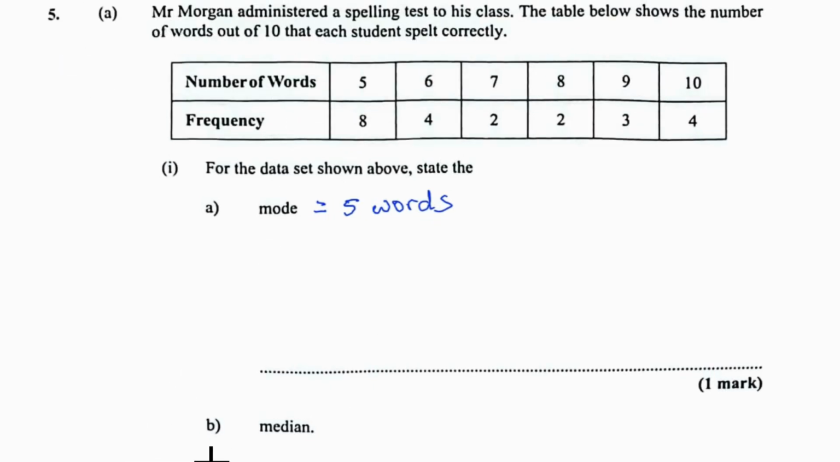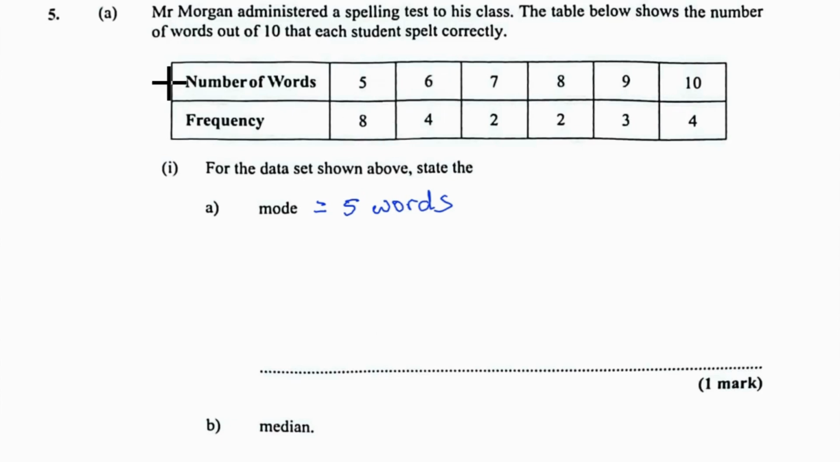Okay, so the next part of this question is asking us for the median. So what is the median? Well, simply put, the median is the number in the middle. So what does that mean? If I go up to this table, remember that frequency represents counts of students who received this result in their spelling test, whether it's 5 words correct or 6 words correct.